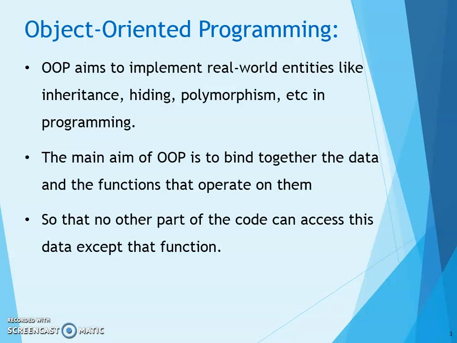Object-oriented programming aims to implement real-world entities, that is, inheritance, data hiding, polymorphism, etc. and programming. These features we have studied in last class. The main objective of object-oriented programming is to bind together the data and the functions that operate on that data, so that no other part of the program can access the data except that function.